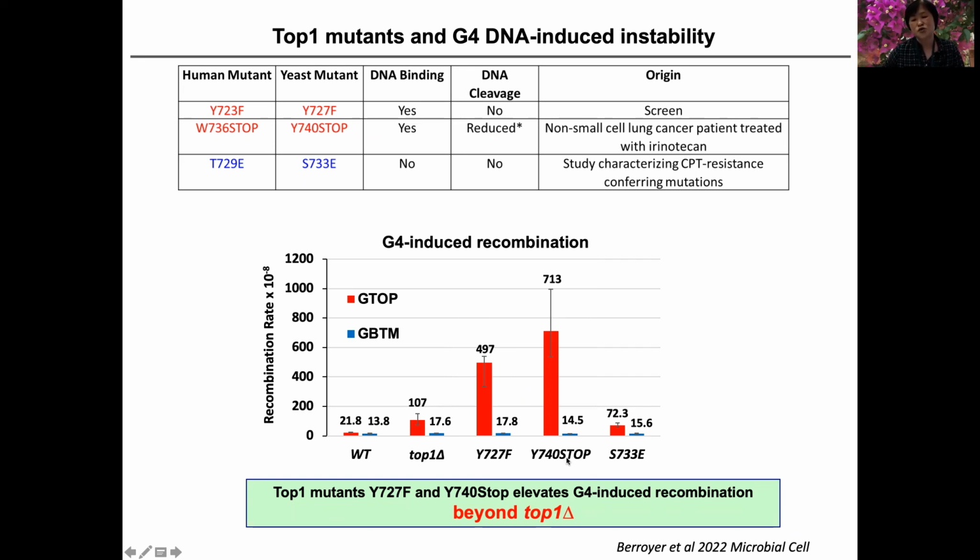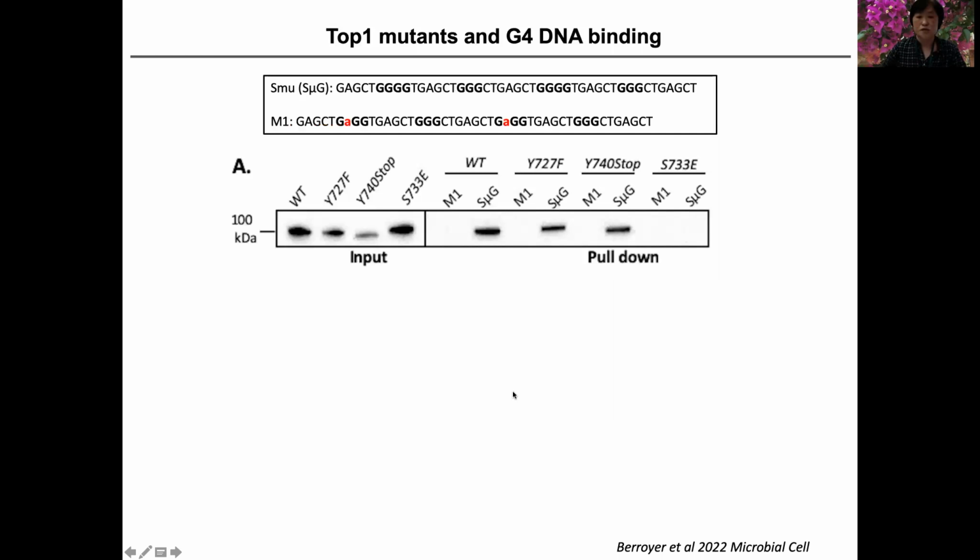Surprise comes when you express these 2 red mutants that can still bind DNA, Y727F and Y740 stop. The recombination rate is elevated for GTOP, but way, way beyond what is the rate for the complete deletion of top-1. So obviously, these 2 mutants specifically have gained some kind of function that is leading to aggravated recombination rate at G4 sequences.